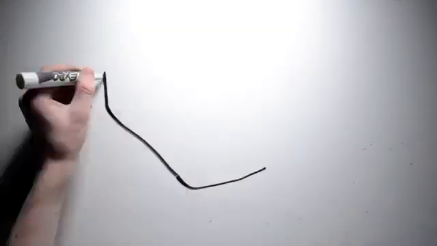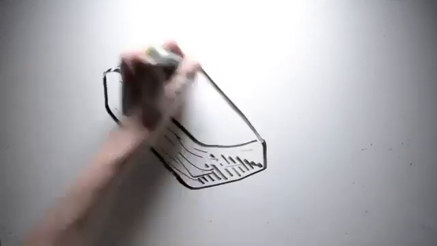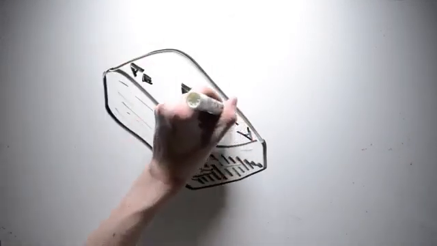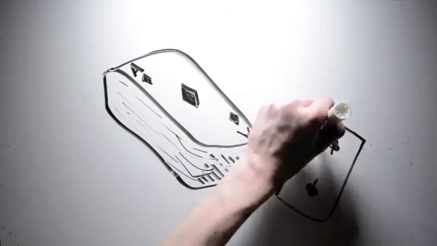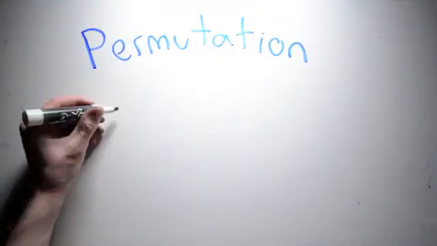But what if, once we choose a number, we can't do it again? This is like drawing cards out of a deck. Once you draw a card and put it somewhere else, you can't draw it again. This is a permutation without repetition.